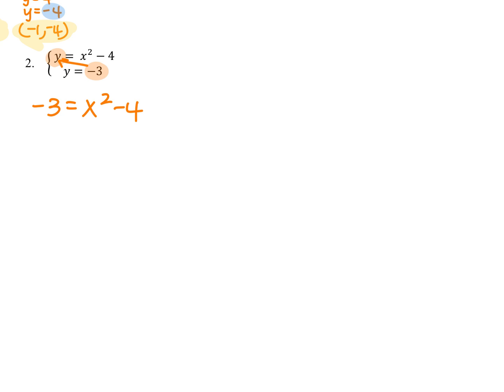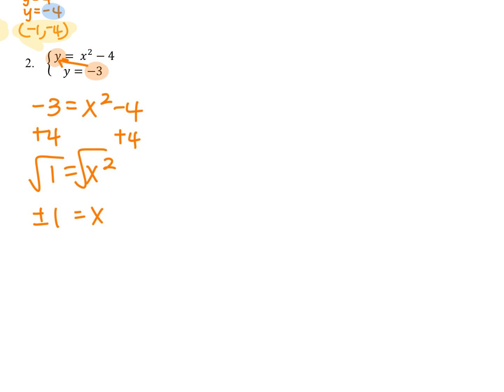Now, you have two options here. Option number 1, move the 4. You have 1 equals x squared. How do I get rid of an x squared? Square root. When I take the square root, what do I add? A plus minus. And what's the square root of 1? 1. So I have x equals plus minus 1.